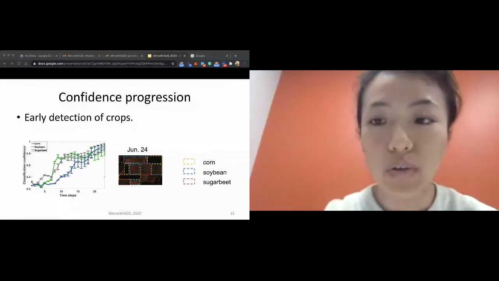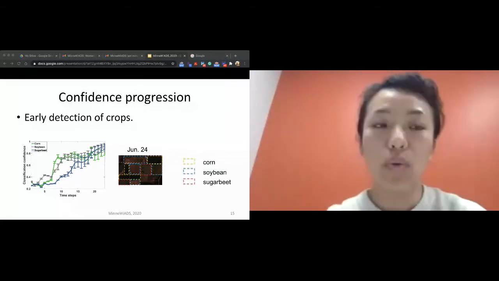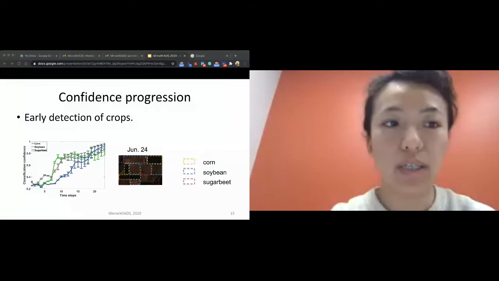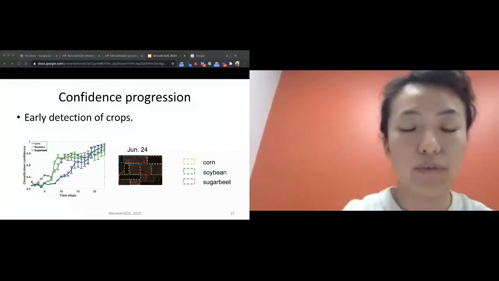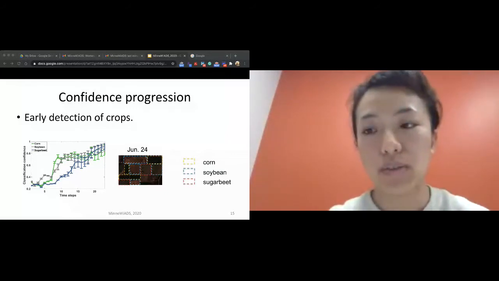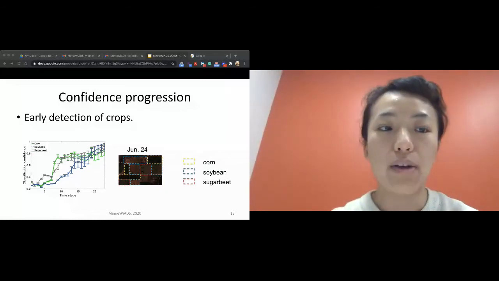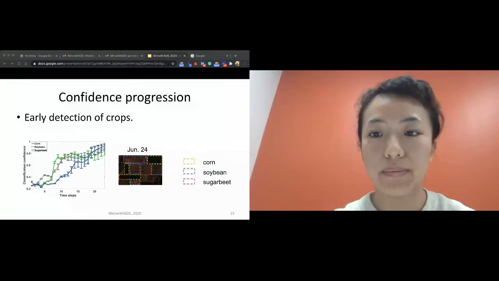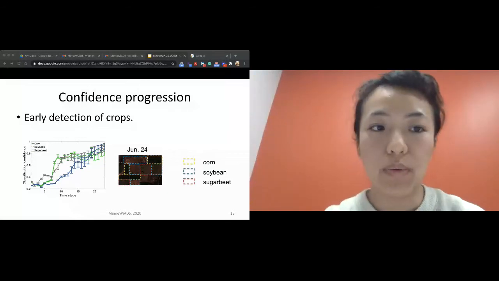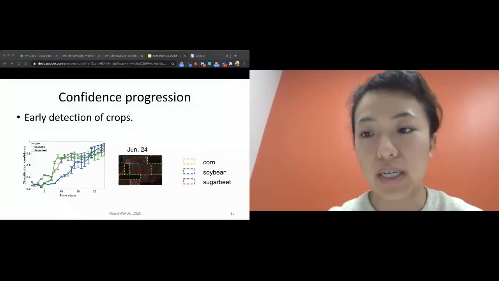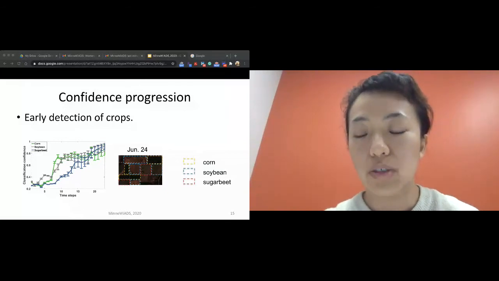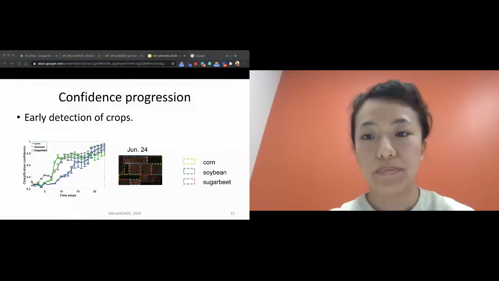So to reiterate, we proposed a probabilistic method that combines the temporal information at a coarse resolution and the spatial knowledge at a high resolution for crop detection. And our method shows that we successfully detect crops in large area and also leads to early detection results.